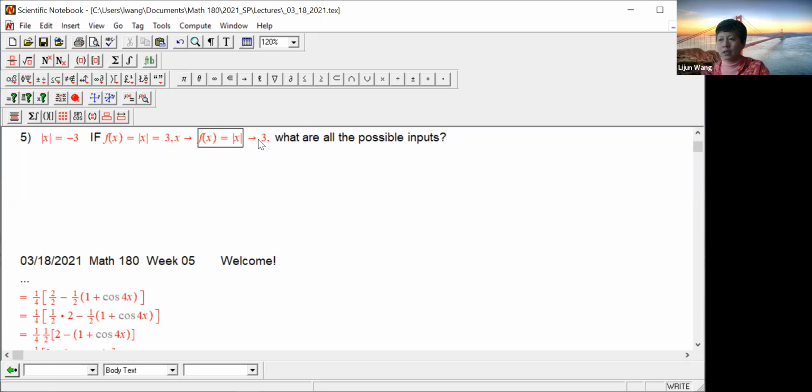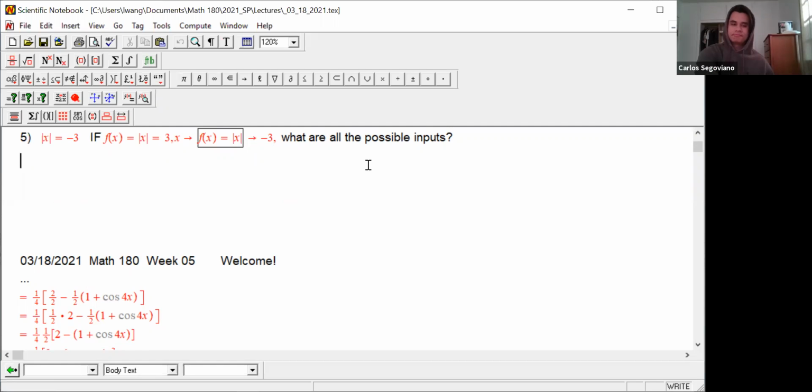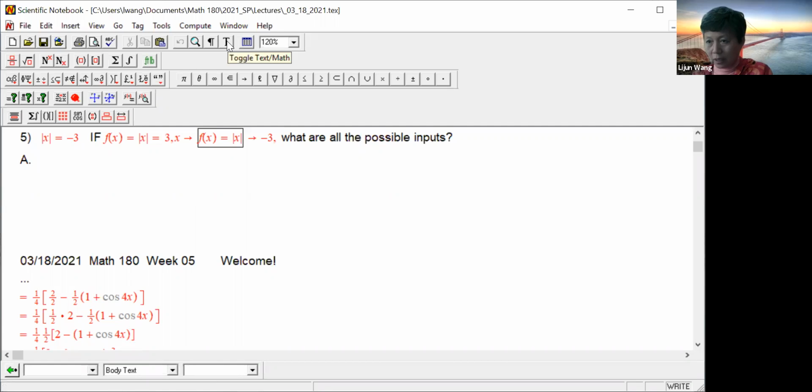Except here, we want the output to be -3. Or the other interpretation, whichever way you want: the number line, the function interpretation. So what do you think will be the answer? Three. Right. Choice A, the answer is 3.